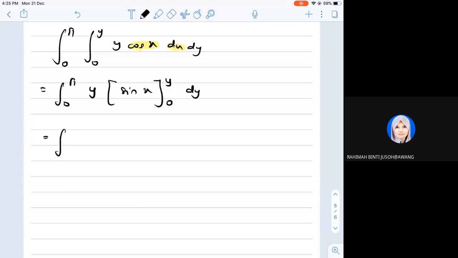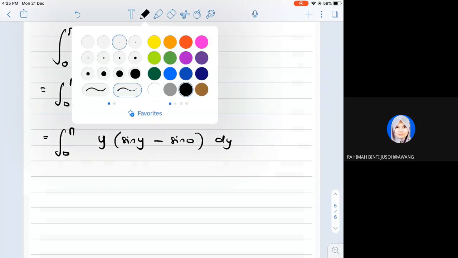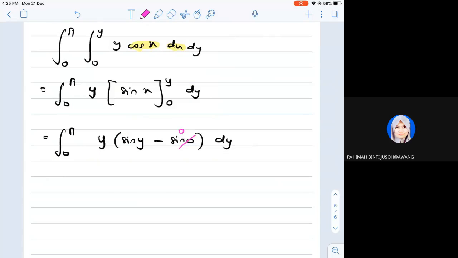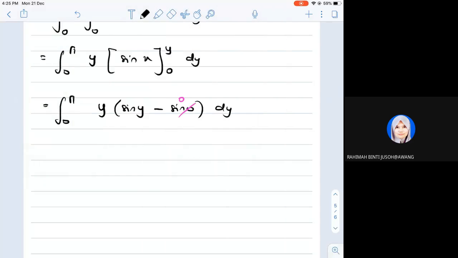Okay, so we will have 0 until pi, y substitute sin y minus sin 0 dy. Of course, sin 0 is equivalent to 0. Okay, so we will have, oops, sorry.